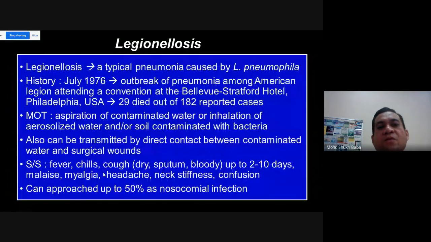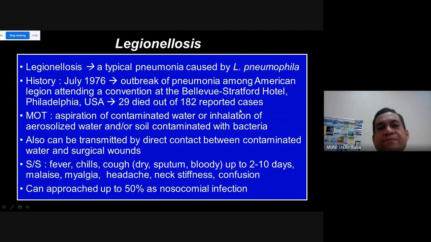Legionellosis is a typical pneumonia caused by Legionella pneumophila. Okay, ini adalah one of the species. Okay, Legionella pneumophila. Historically, in July 1976, there was an outbreak of pneumonia among American Legion. Maksudnya Legion ni adalah askar lah. They're attending a convention at the Bellevue Stratford Hotel di Philadelphia, USA. Di mana 29 orang tu didapati mati out of 182 reported cases.